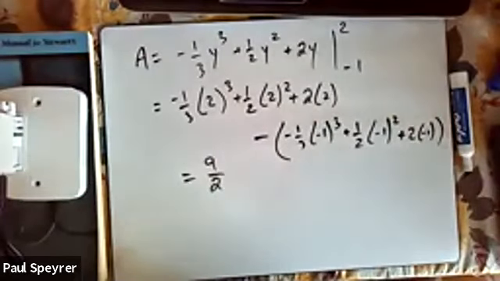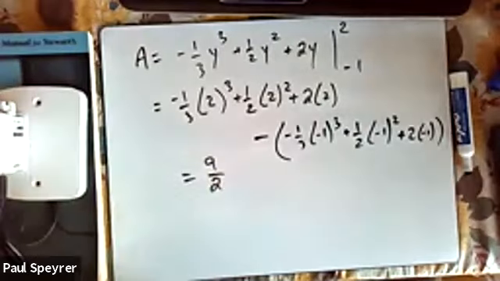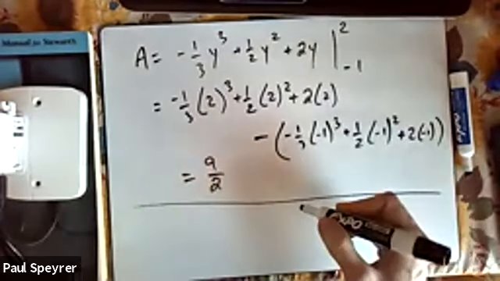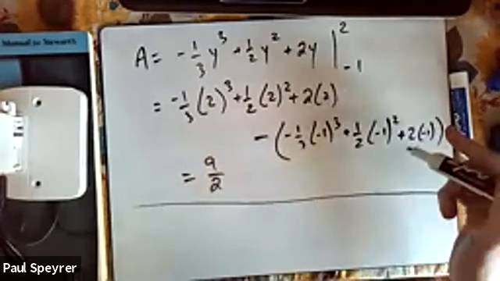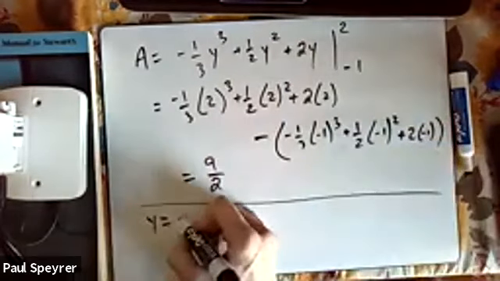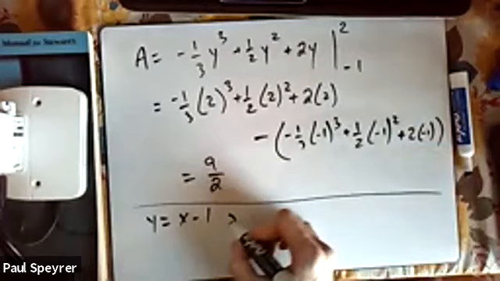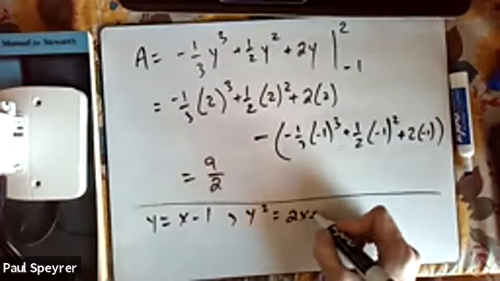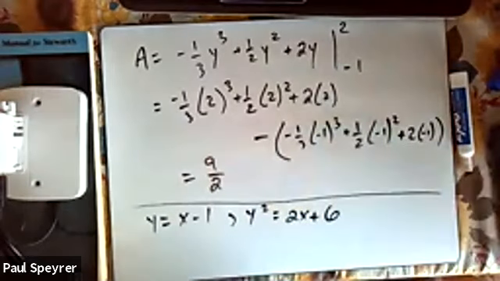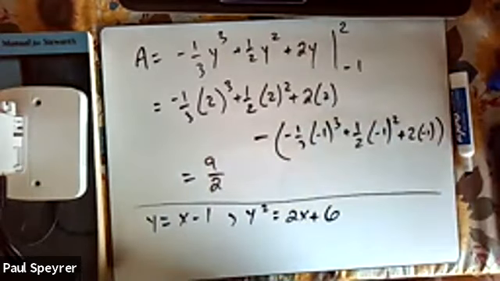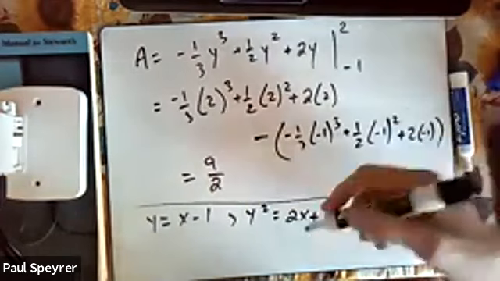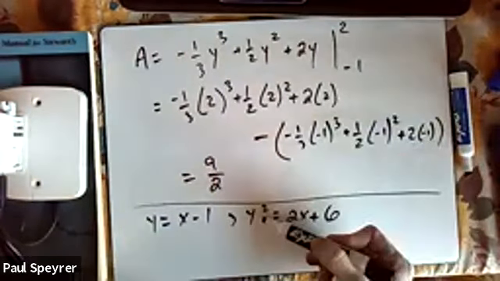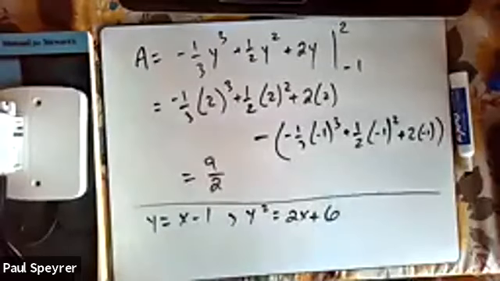All right, so let's try another one. Like say we have x equals y minus 1 and y squared equals 2x plus 6. So again, with this one, integrate with respect to y, because of the y squared. Biggest indicator right there.